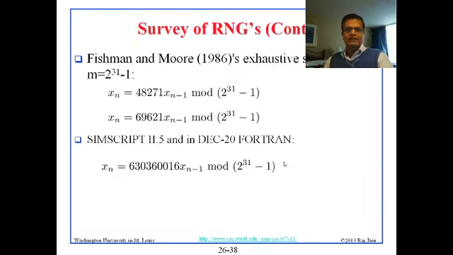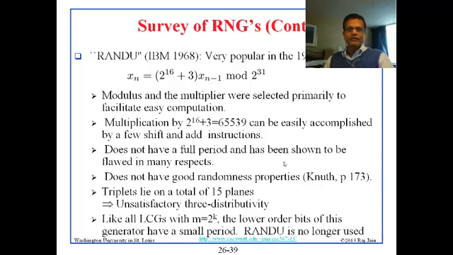Now there is another one, which was found by Fishman and Moore, and this is another one with 2^31 - 1, multiplicative. SimScript is actually a simulation language, and they use the last one. So these are some of the good ones, but some of the bad ones are coming in.